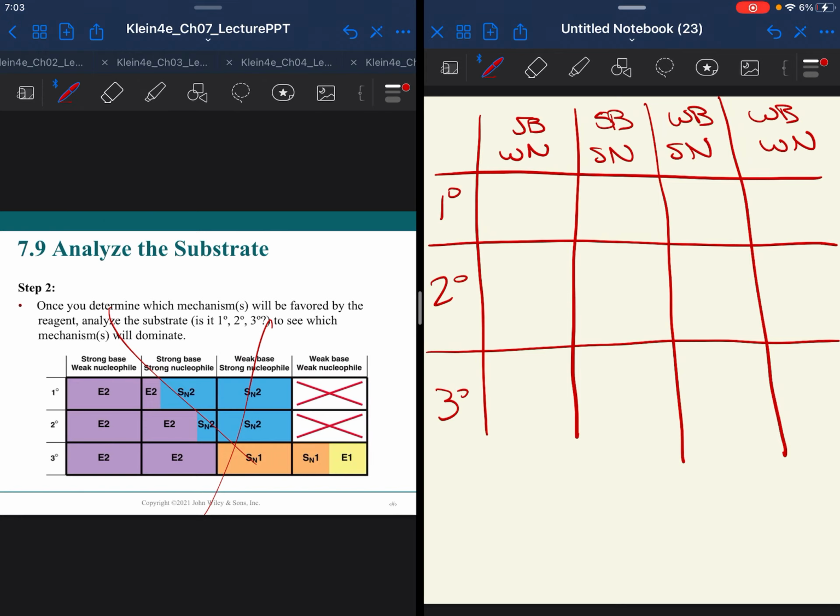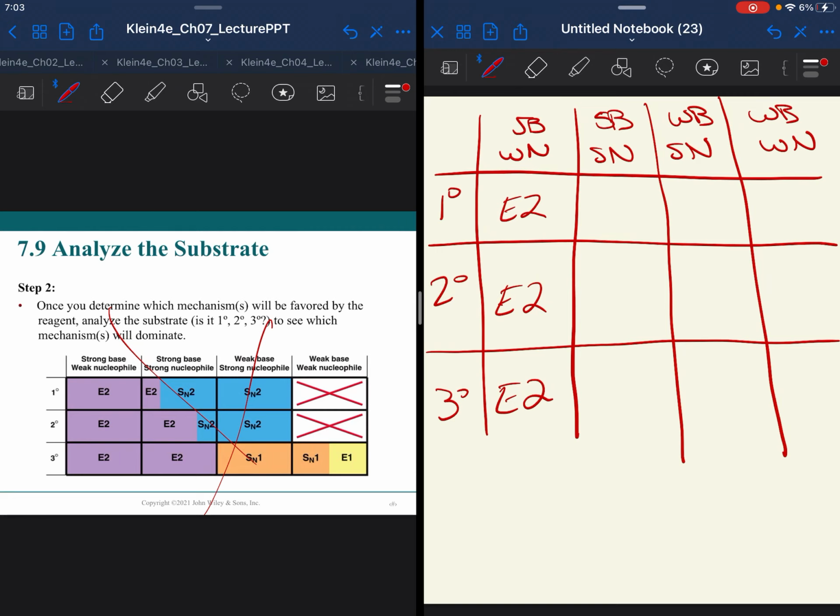Now, let's go for the easiest sides first. If you have a strong base, weak nucleophile, that's that bulky base. It is going to go by the E2 mechanism no matter what your substrate looks like. So that's one of the easiest ones. If you can identify that bulky base, it's going to be E2.